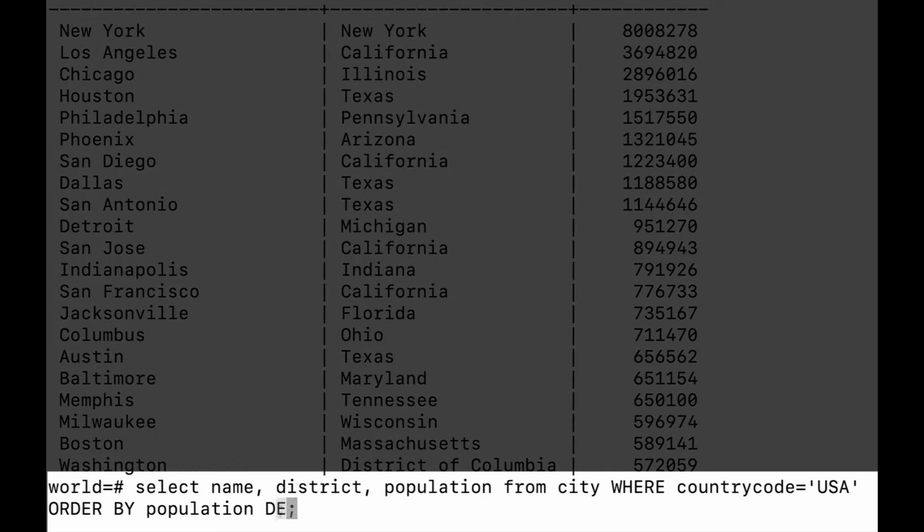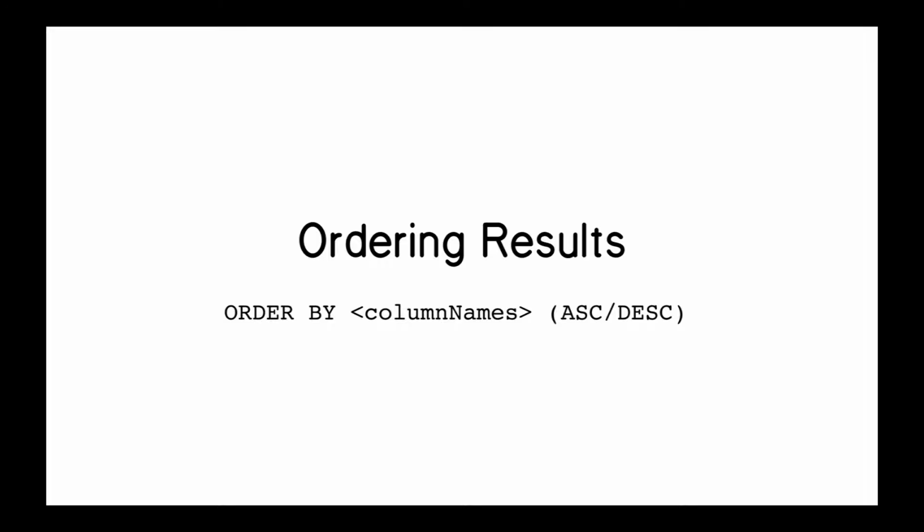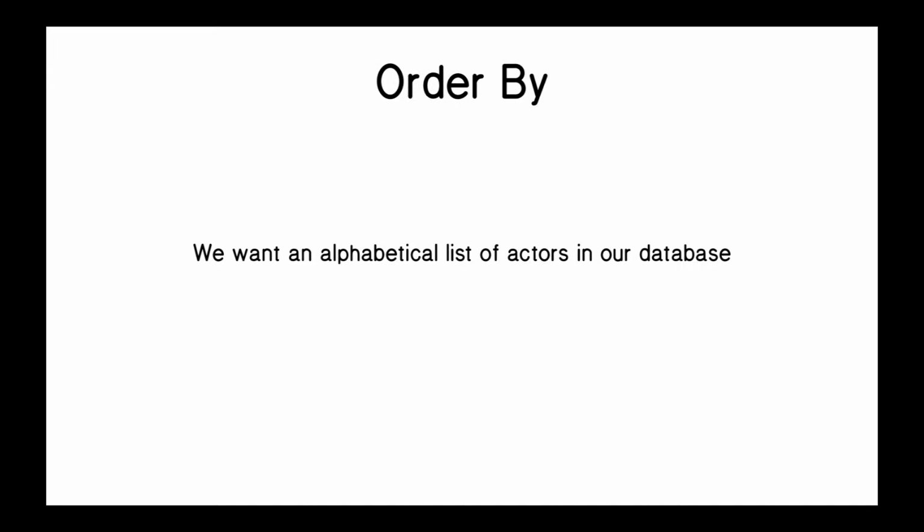So we've seen descending. Just for completeness' sake, we can also add ASC for ascending, but that's a default value, so we don't really need it. But we see we get the same results. So this is the template for ordering results. We just write the words order by, the column names we want it ordered by, and whether we want ascending or descending. If we leave it blank, it's by default ascending.